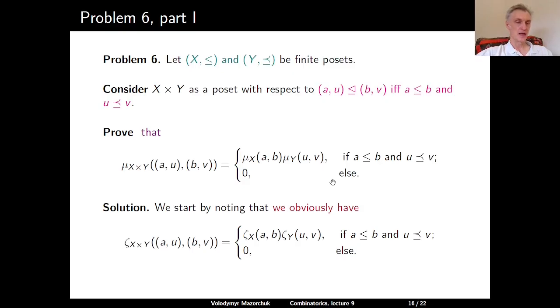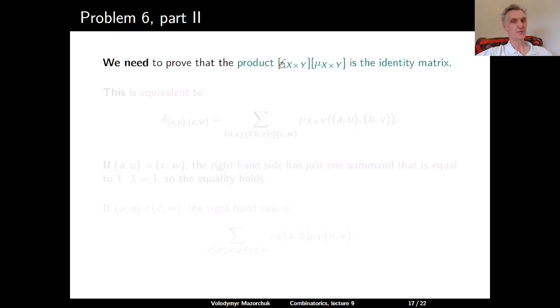Solution. Let us start by noting that the zeta function for our direct product of posets clearly satisfies a similar property. So the zeta function for the direct product evaluated at a, u, b, v equals zeta of x at the pair a, b times zeta of y at the pair u, v if a and b are related and u and v are related, and 0 otherwise. So what we need to prove is that the matrix for the zeta is inverse to the matrix for the mu from the formulation of our problem. And this is equivalent to the following equality.